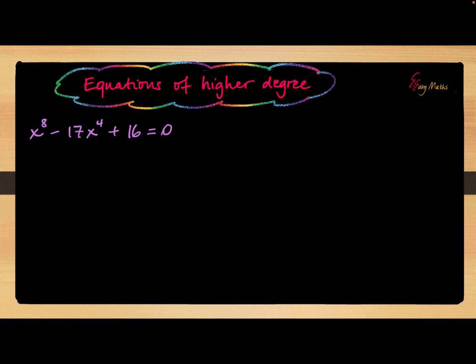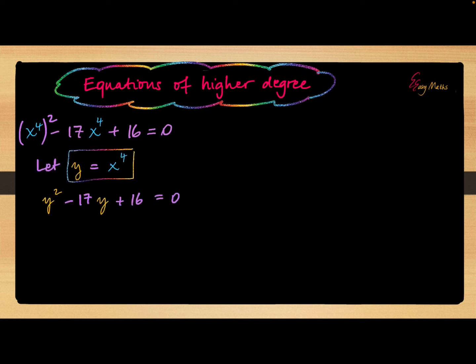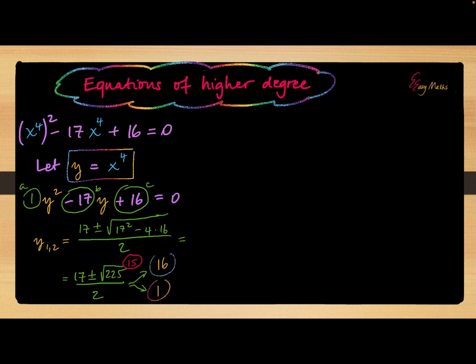Now let's have a look at the last example. Again, we can apply the same method. You can see that the first term is the second power of the second. So you can reduce it again to a quadratic equation to make your life easier. You work out y first of all. The 2 solutions you get for y will be 16 and 1. And then you return to x to the power of 4, because y is actually x to the power of 4. So x to the power of 4 is either 16 or 1.